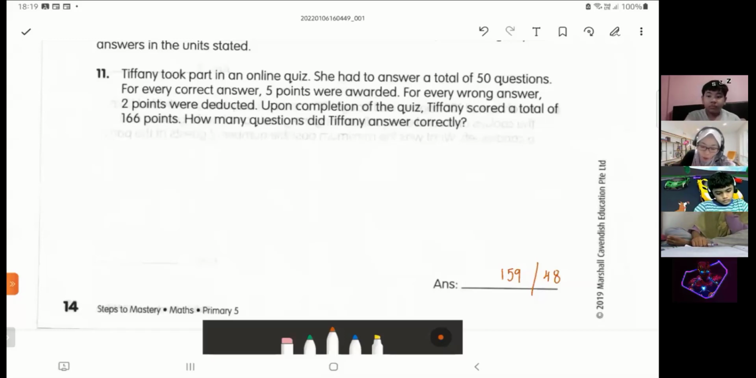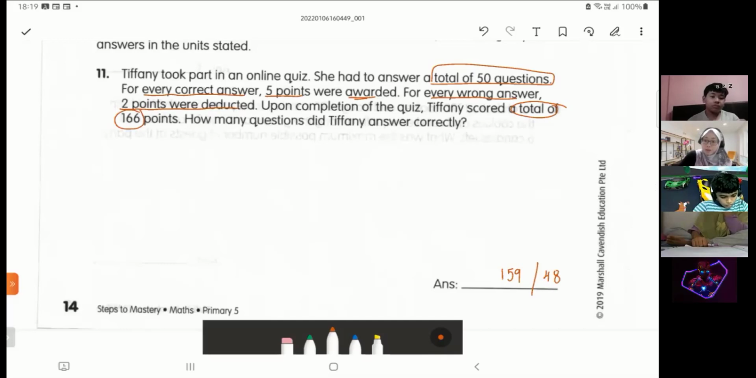Tiffany took part in an online quiz. She had to answer a total of 50 questions. For every correct answer, 5 points were awarded. For every wrong answer, 2 points were deducted. You need to know what's awarded and what's deducted. Upon completion of the quiz, Tiffany scored a total of 166 points. How many questions did Tiffany answer correctly?